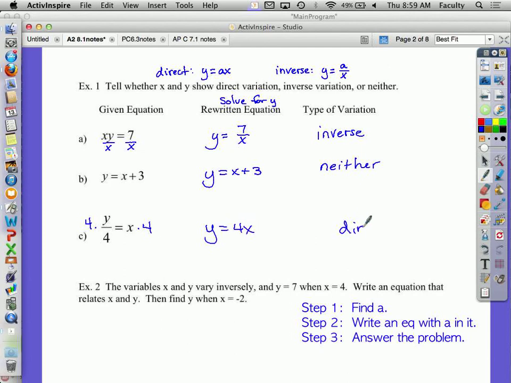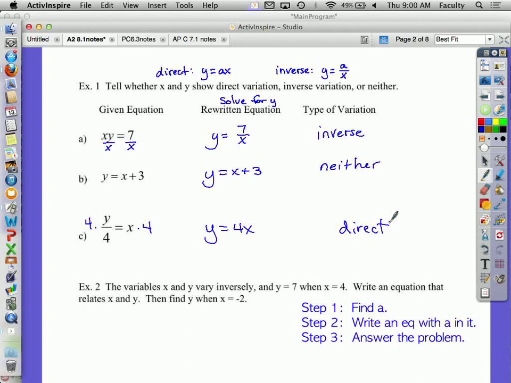And then that's direct variation. Okay, do you see the difference between B and C? You can't have addition or subtraction of numbers in direct variation. Okay, in example 2, I want you to write these 3 steps down. This will help you in your notes.